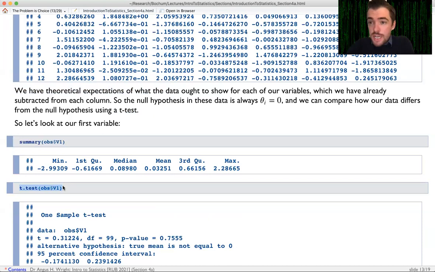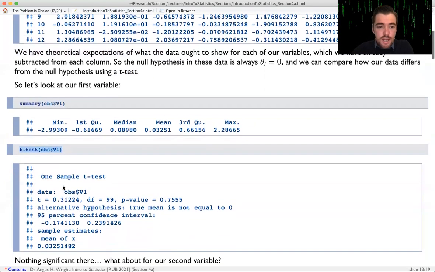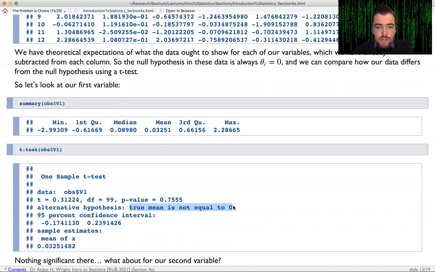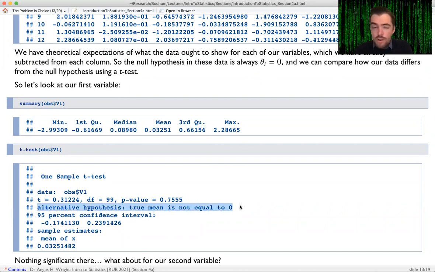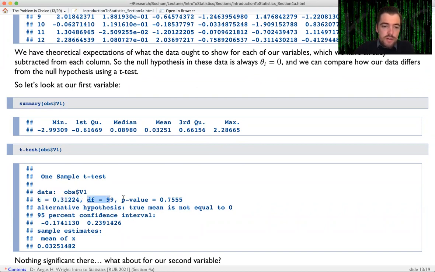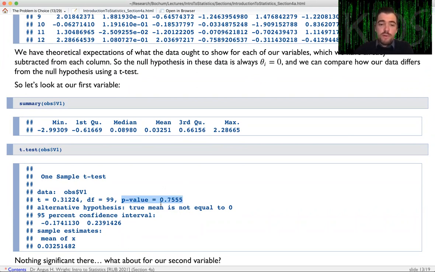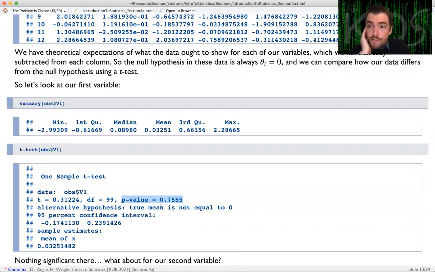So we run our student t-test to calculate the significance of this variable with respect to the null hypothesis. The null hypothesis being that the true mean is equal to 0, the alternative hypothesis being that it is not equal to 0. And we calculate our t-value given the degrees of freedom, and that gives us a p-value. And our p-value for the first variable is 0.75. So very, very much larger than the threshold of 0.05. So nothing significant there. And we go, okay, nothing significant there.